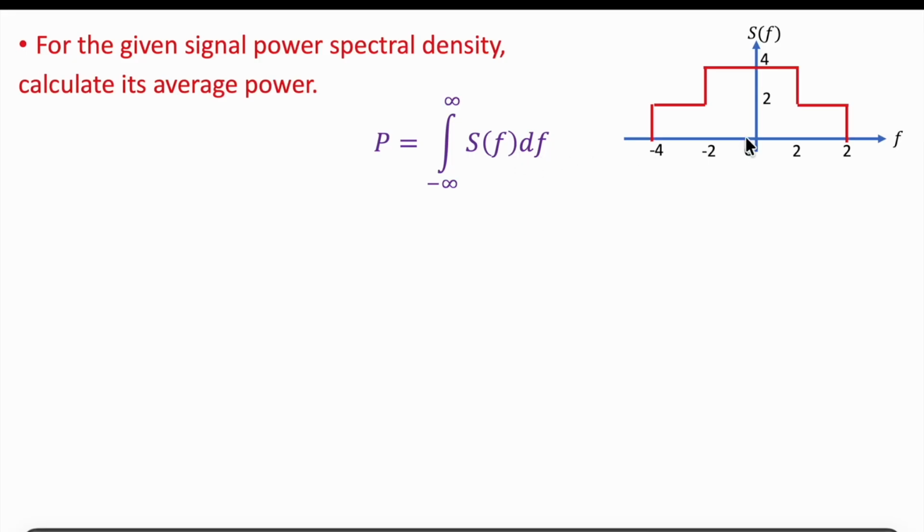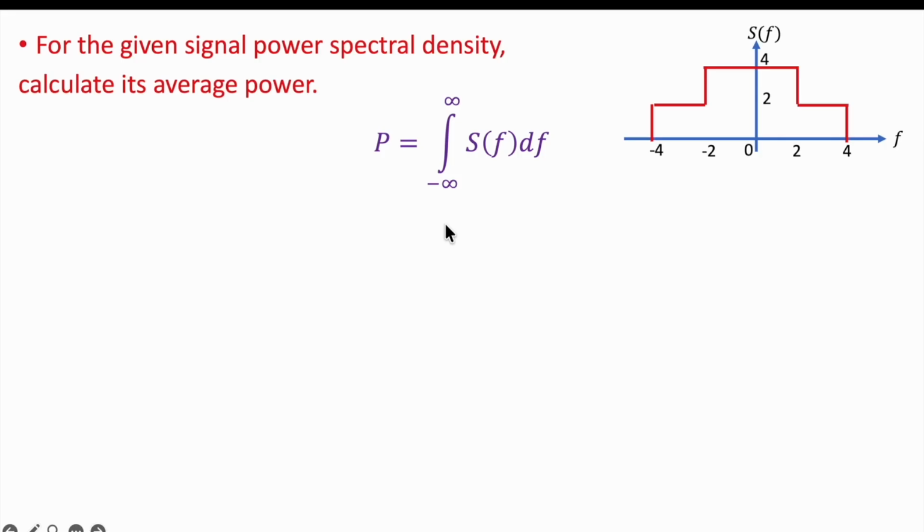If the graph of the signal is given like this, you can see S of f is the power spectral density, and on the x-axis frequency is given. The signal varies from -4 to 4, where the amplitude of the signal from -4 to -2 is 2, and the amplitude of the signal from -2 to 2 is 4.